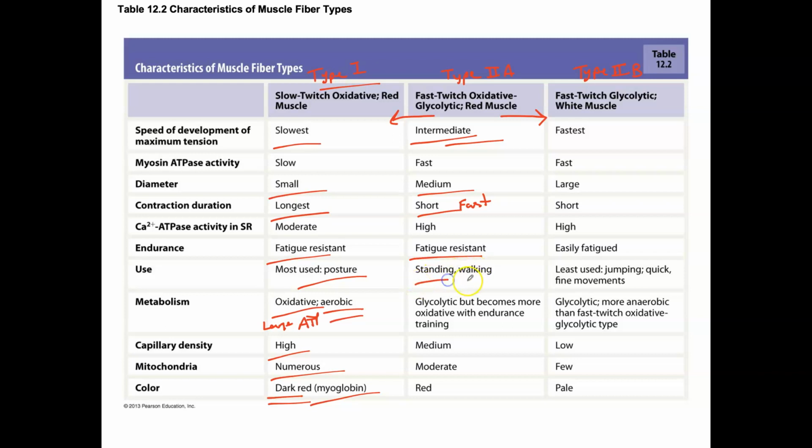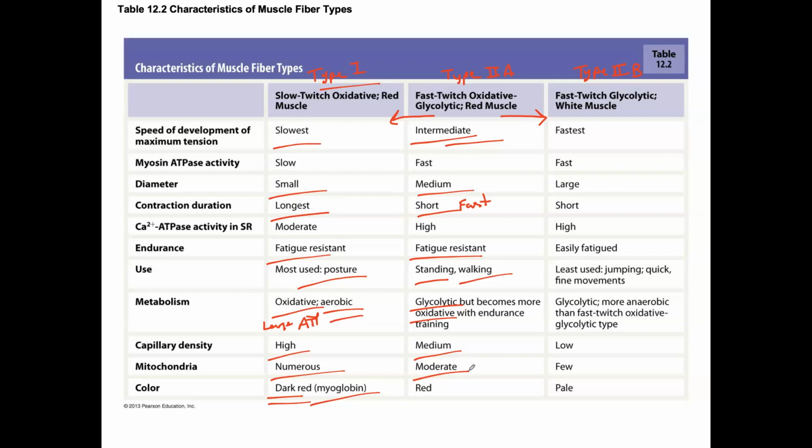for things like standing and walking and things that are going to require some of that aerobic metabolism that they get from being oxidative. So they have oxidative metabolism. They can do aerobic metabolism, but they're also going to be glycolytic as well, meaning that they can use anaerobic metabolism when necessary to sustain some muscle contraction. Their capillary density is less than the slow twitch. It's intermediate in density, also intermediate or moderate in numbers of mitochondria.